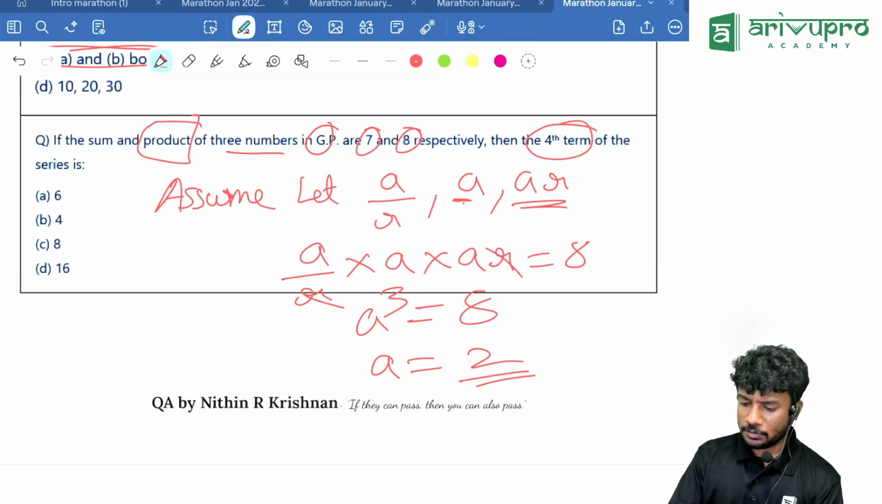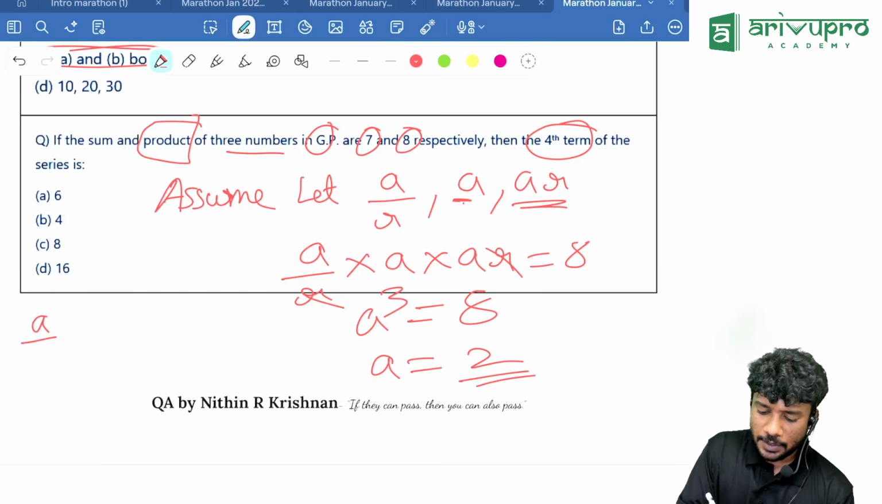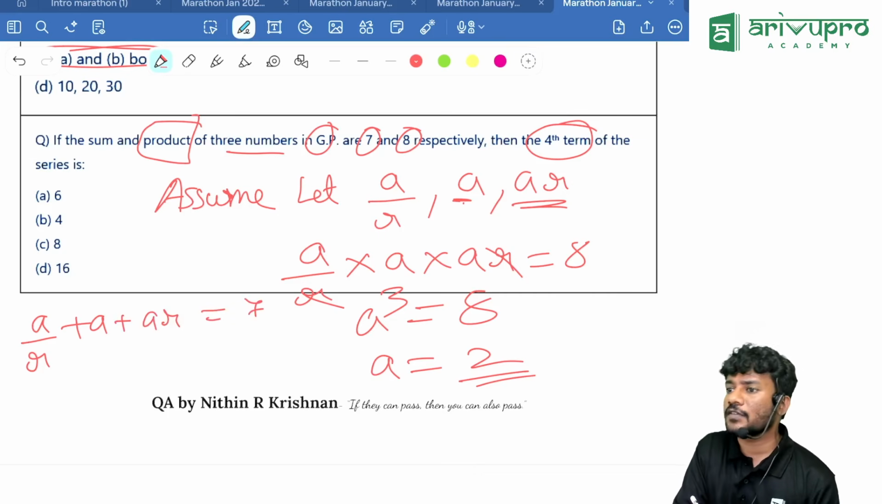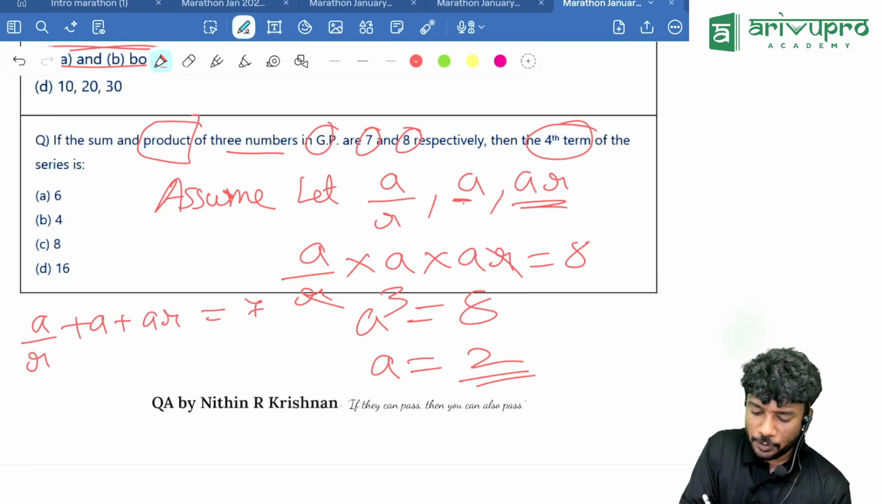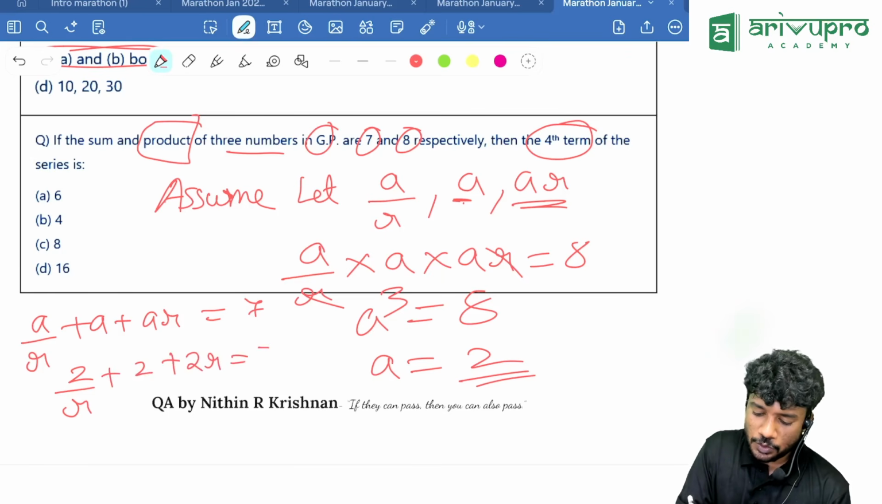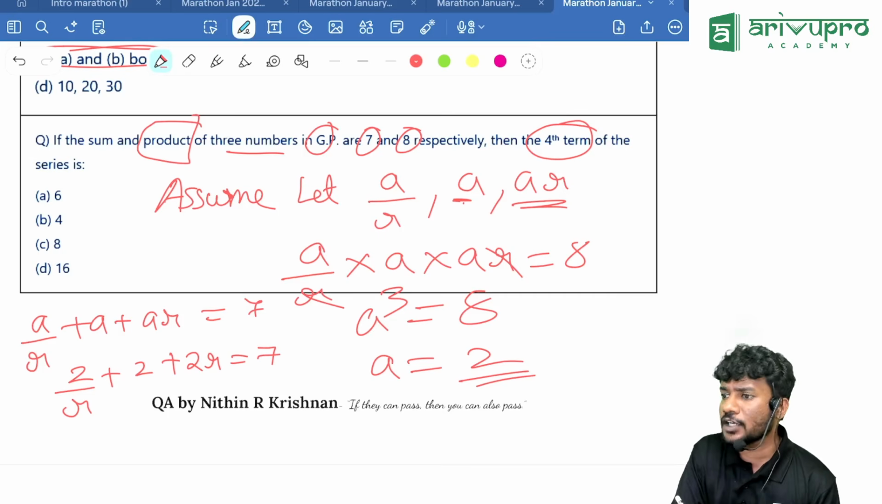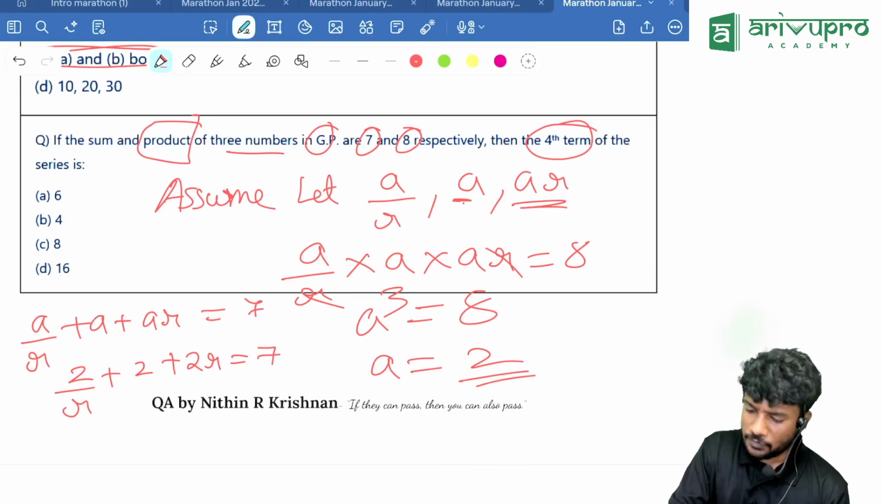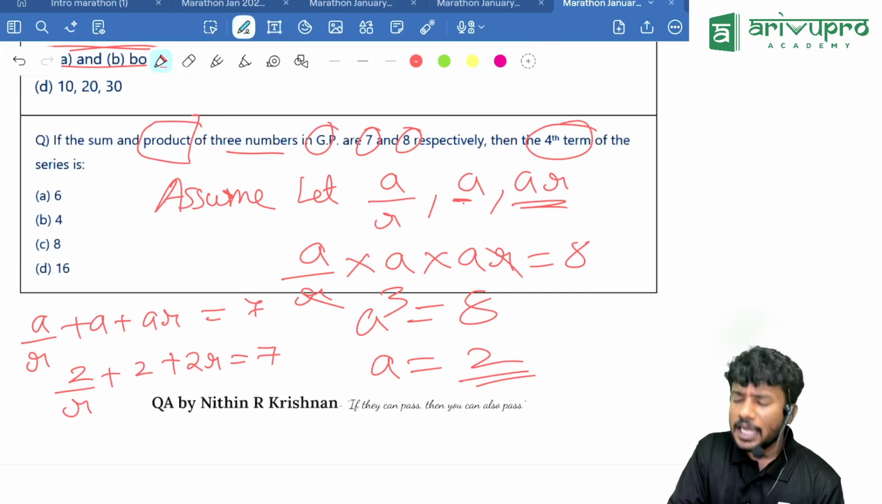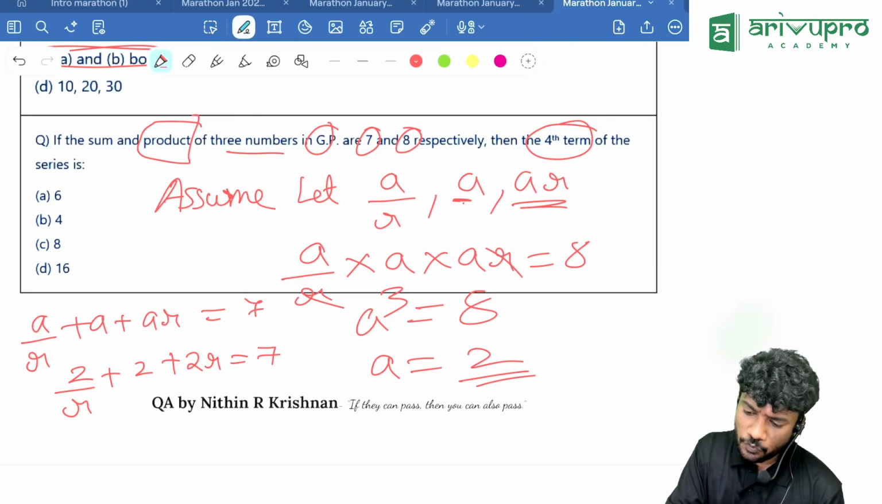If you know A, can you find the sum? The sum of the terms A by R, A, and AR is equal to 7. From that, can you find the value of R? Instead of A, you will put 2. So 2 by R plus 2 plus 2R is equal to 7. Then solve for the value. At the end of the day, you will get the value of R. And after you get the value of R, take AR square, and you will get the fourth term.